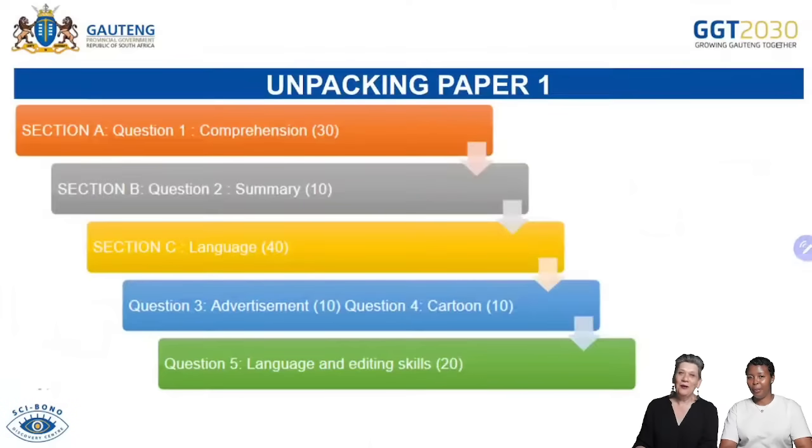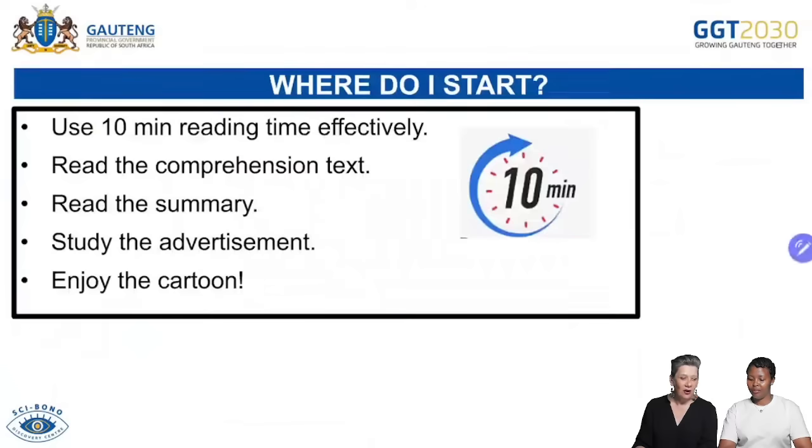Now, in front of you, you have paper 1 unpacked for you. As we have said, comprehension, summary, language, advertisement, and question 5. So there's quite a lot of things that you have to do. So where do you start? The best place is in that reading time of your 10 minutes that's given to you from 8:15 to 9 o'clock.